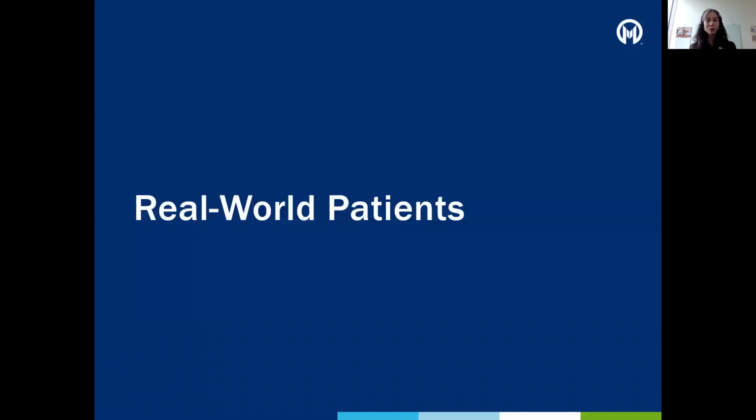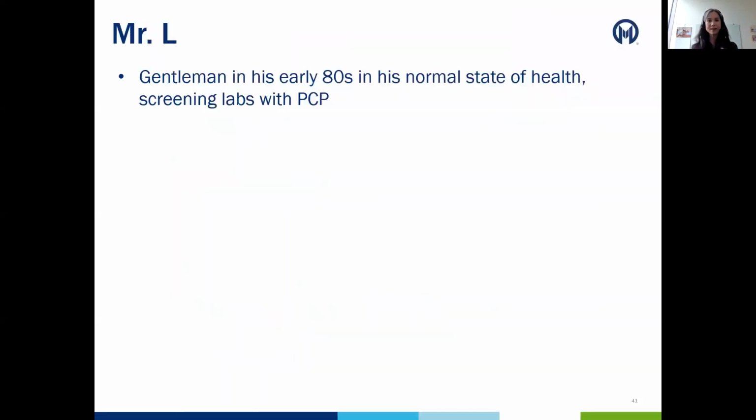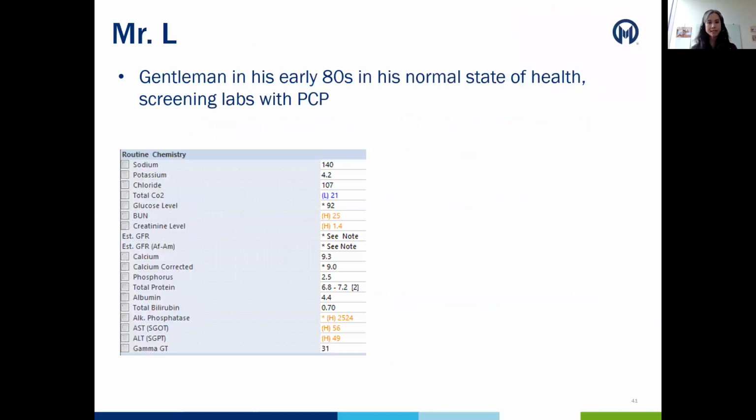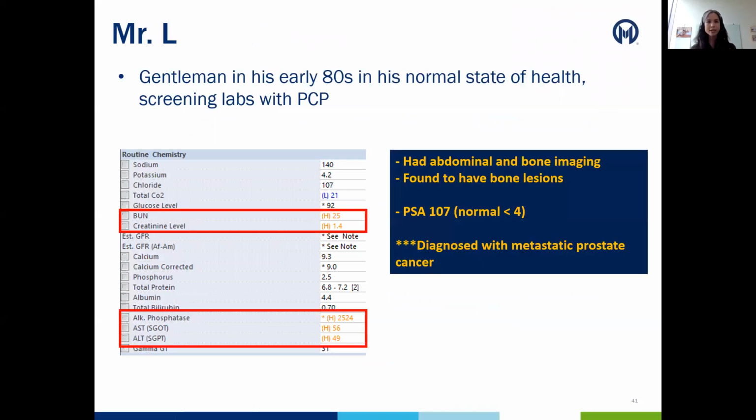Now, just a few real world patients that I've seen to kind of help tie all of this together. So I had Mr. L. He's a gentleman in his early 80s in his normal state of health, and he went to his primary care provider and had some basic screening blood work with a CBC with diff and CMP. On his CMP, we saw that he had abnormally elevated liver enzymes, but especially the ALK-Phos was in the 2000s. Usually normal is in the low 100s. And then he had some chronic kidney disease with a creatinine of 1.4.